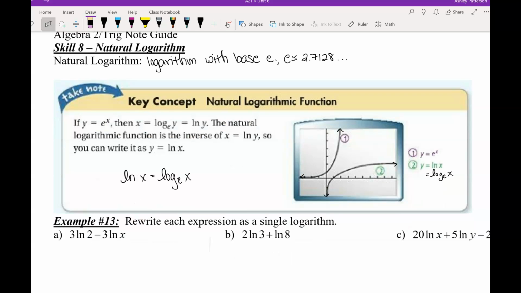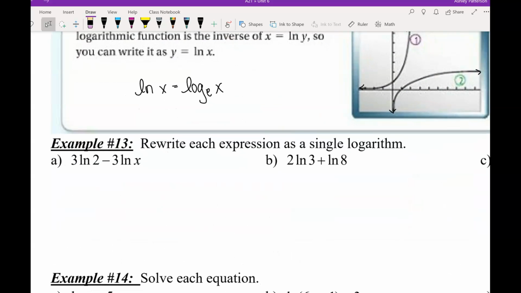Sweet, let's do it. Rewrite, for example 13, each expression as a single logarithm. When we're rewriting as a single logarithm, we always want to use the power property first. And in example A, I see that we can put the 3 as an exponent on the 2, and then we have minus the natural log of x cubed. Simplify with me a little bit, please. So 2 cubed is 8. We have the natural log of 8 minus the natural log of x cubed.